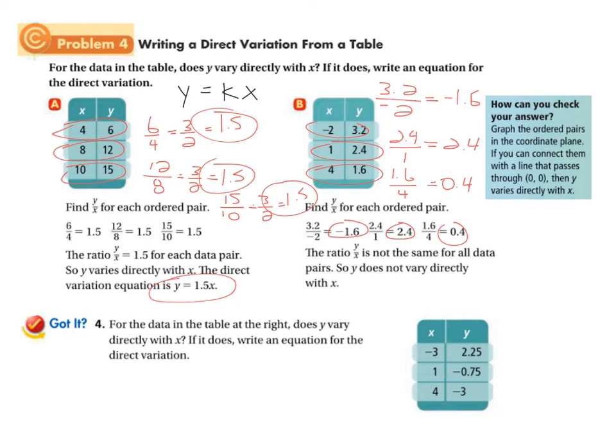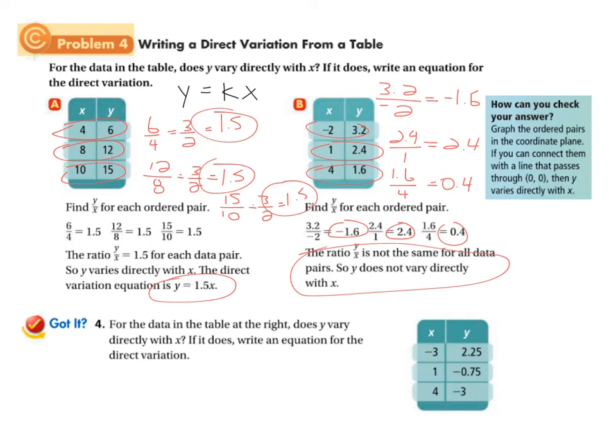That means this one gives you even another number. We're not getting the same number every time, so this is not a direct variation situation. That's what that says here. So this is not one of those problems. Okay?